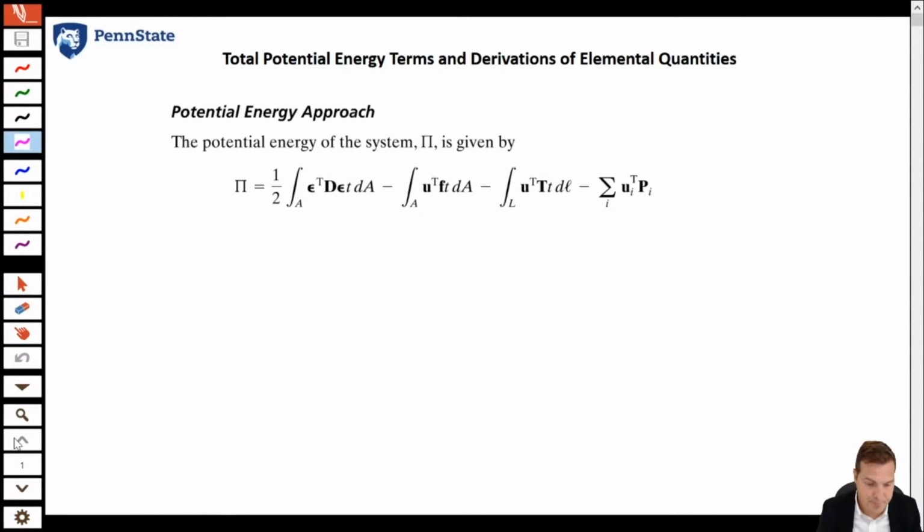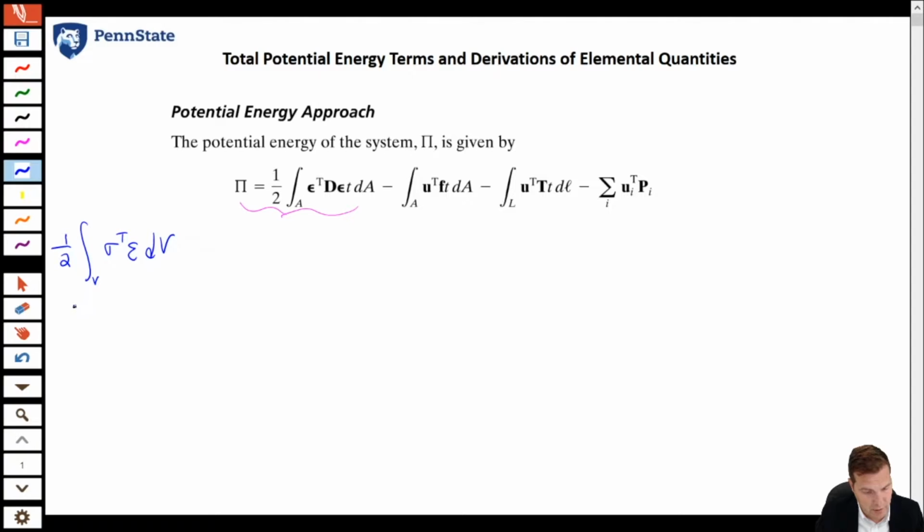So let's get started. You remember here we have our total potential energy of the system, pi, and we have our strain energy term, our force term, our tractions, and our point loads. So we want to start by taking a look at this strain energy term. We are going to write 1/2 the integral over the volume of sigma transpose epsilon dV. That's actually what it would be in the full three-dimensional case, and we're going to simplify it here for our 2D considerations.